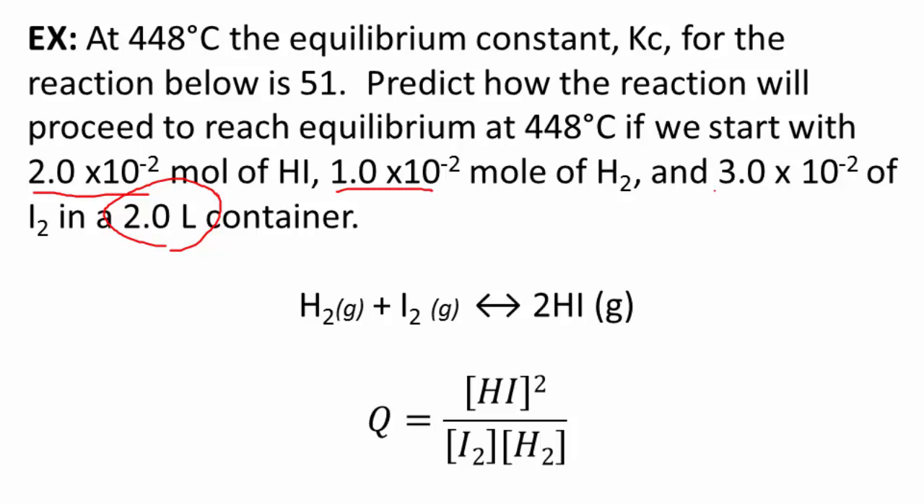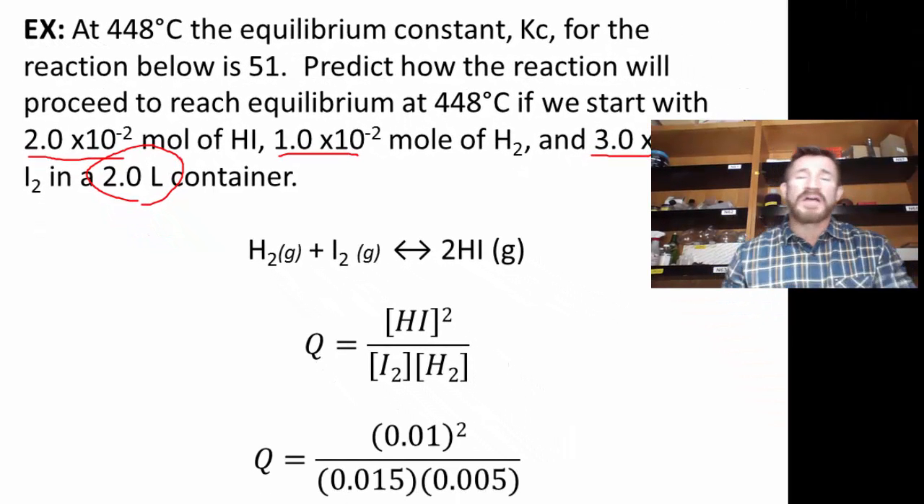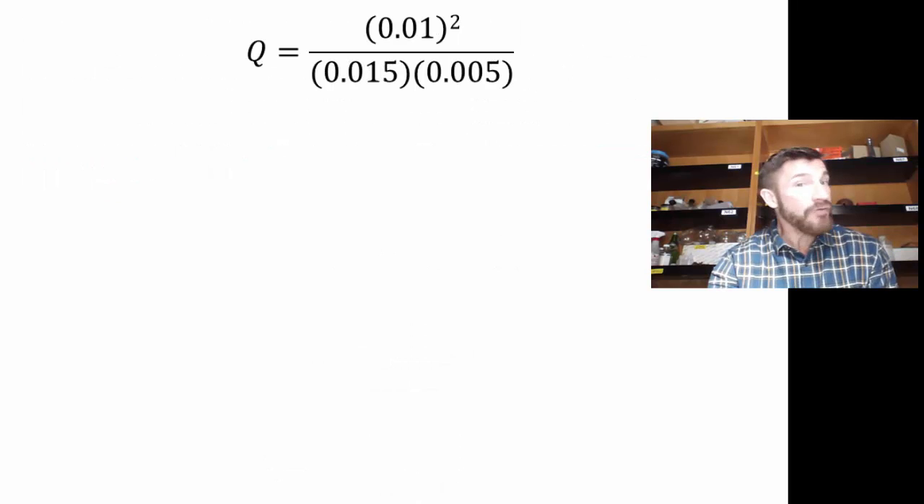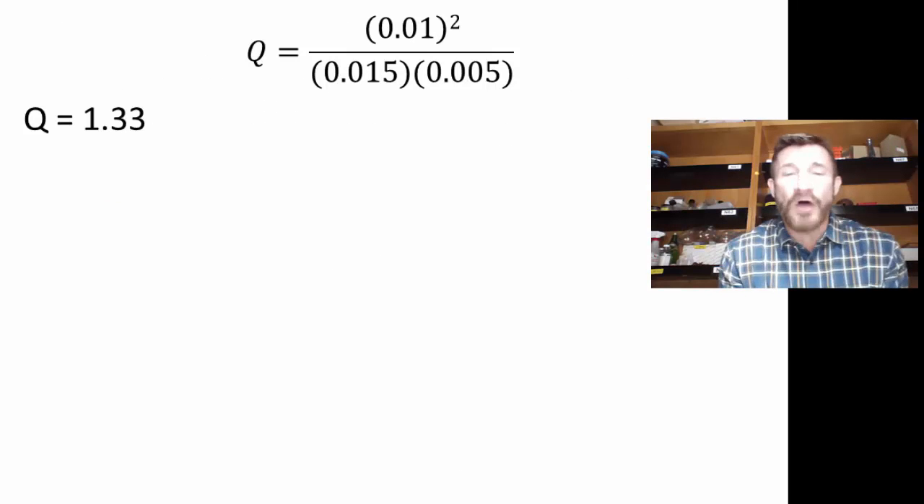And then the 3.0 times 10 to the minus second, this is moles of iodine, and also divide that by 2. When we do that, insert those values, this is what we come up with. 2.0 times 10 to the minus second divided by 2 gives you 0.01, and that's going to be squared. And then we have the 3.0 times 10 to the minus second for the iodine, and that should be 0.015. And then for the 1.0 times 10 to the minus second moles of hydrogen, we divide that by 2. That should give us 0.005. So we have these values and we solve for them. Find that Q is equal to 1.33.